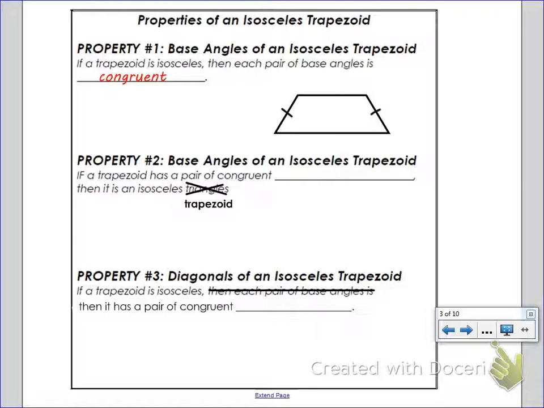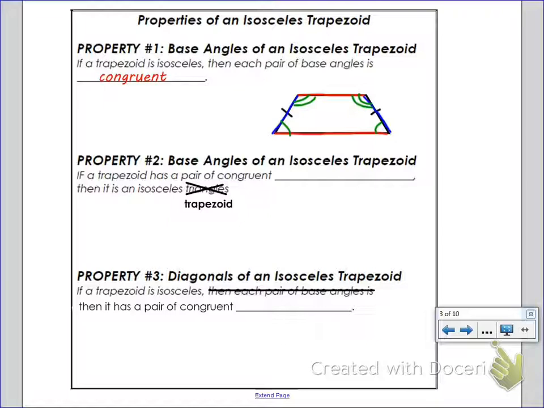Now the base angles in an isosceles trapezoid are defined by the angles formed by the base, which this would be a base, and this would be a base, and the leg. And remember, the legs are going to be my congruent sides right here. So the base angles in this case, these two angles right here, would be congruent to each other. And then these two angles up here would also be congruent to each other. So there are two sets of base angles, and both sets of base angles are congruent.